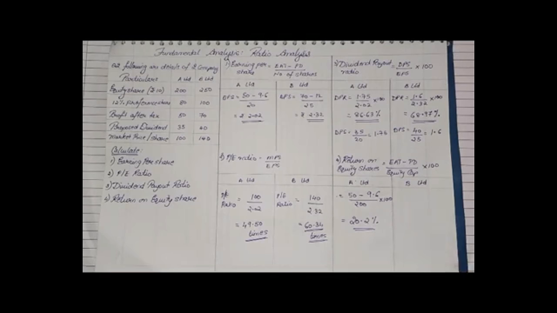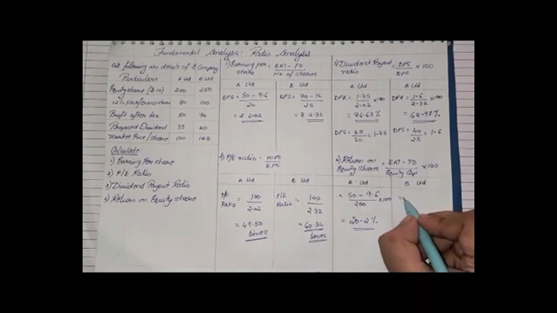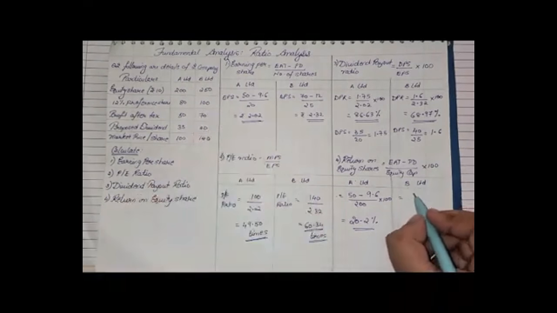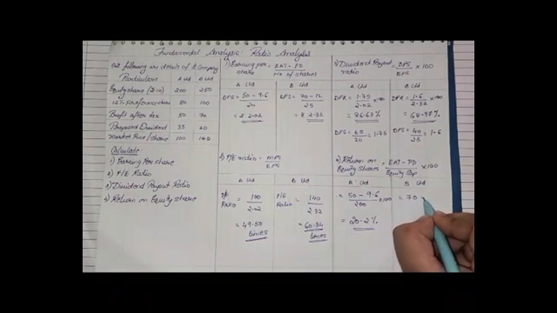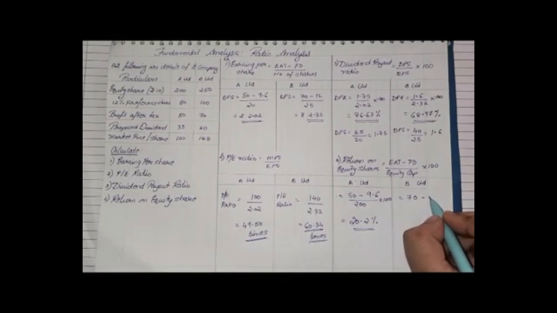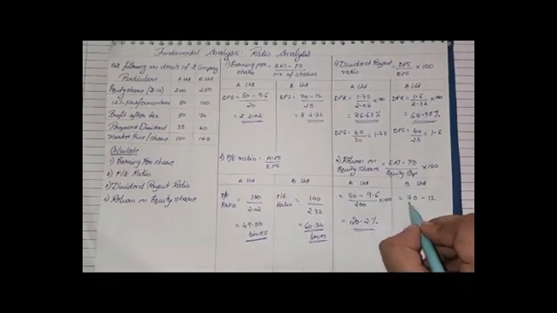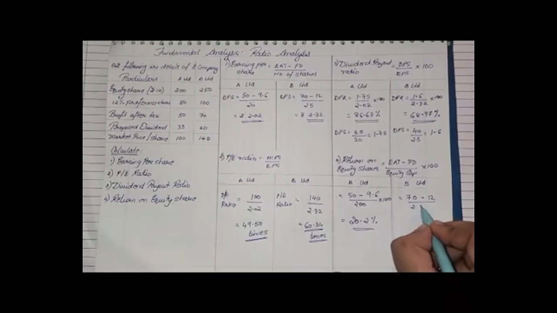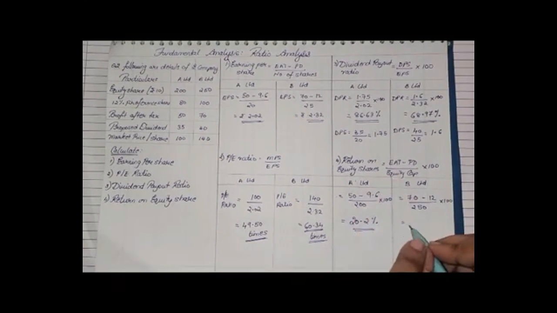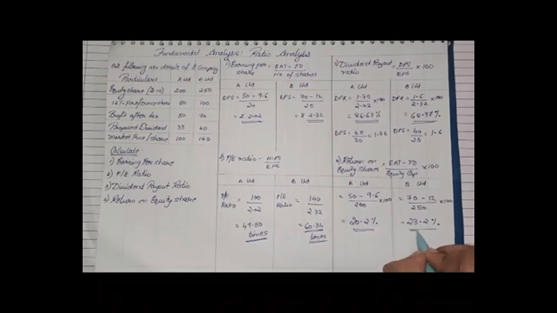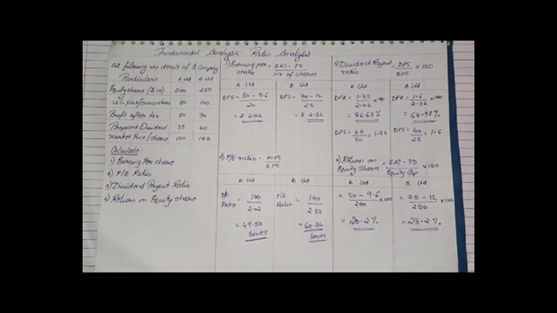Same way we need it for B Limited. So again, earning after tax was 70 minus preference dividend, which we have already done, which is 12, divided by the total capital, which is 250, into 100. So you subtract, you divide, you multiply, you get your final answer as 23.2%. So with that, our second sum has also been completed.